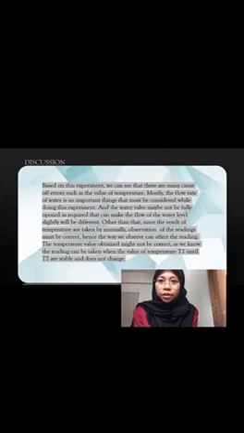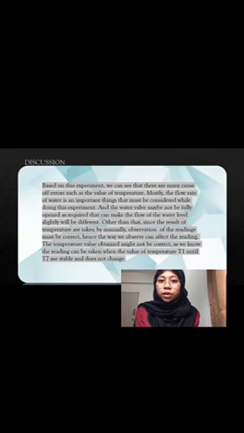Based on this experiment, we can see that there are many causes of errors, such as the value of temperature. Mostly, the flow rate of water is an important thing that must be considered while doing this experiment, and the water valve may not be fully open as required, which can make the flow of the water slightly different. Other than that, since the temperature results are taken manually, the observation of the readings must be correct. Hence, the way we observe can affect the reading.